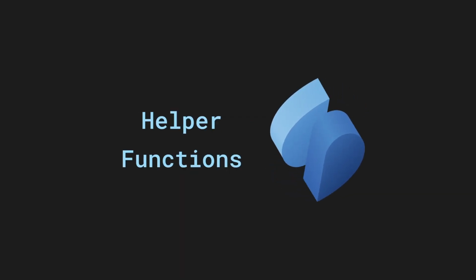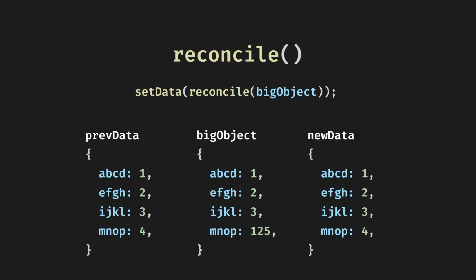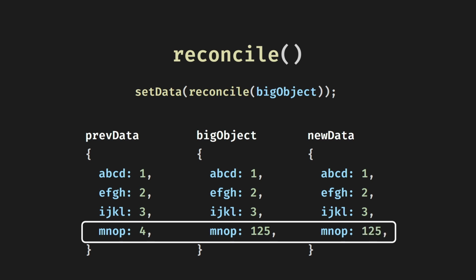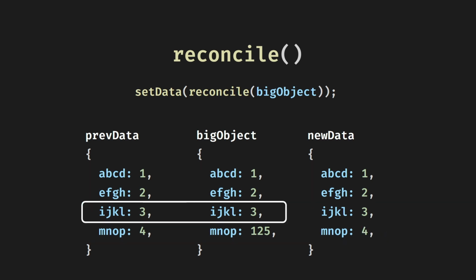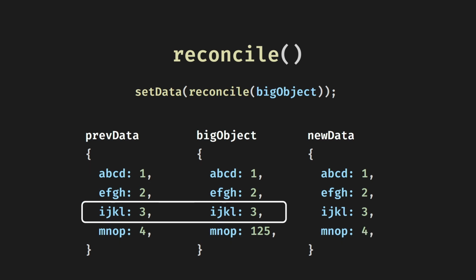Stores have some helper functions as well. Produce lets you change your state in a direct way. Reconcile allows you to pass a large new state and still get granular updates. It will compare the old value with the new one and find which parts of the state were changed and only apply updates to those. This is useful for updating your current state with the state from an API response.